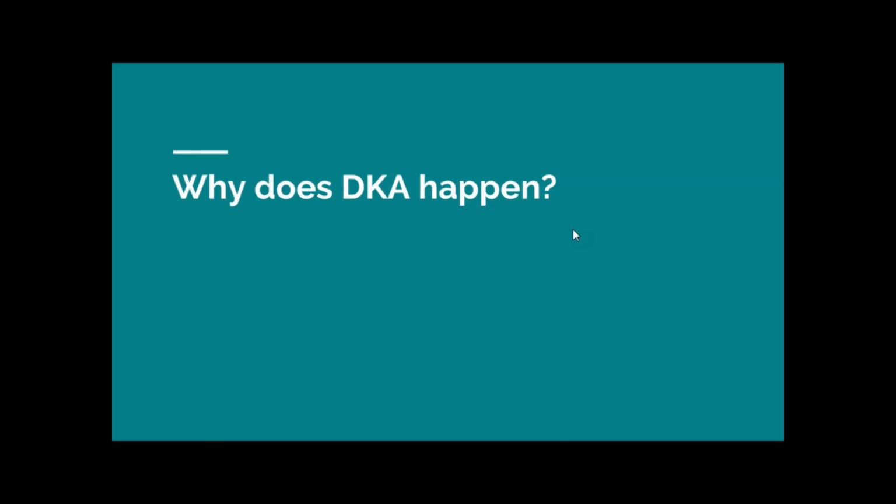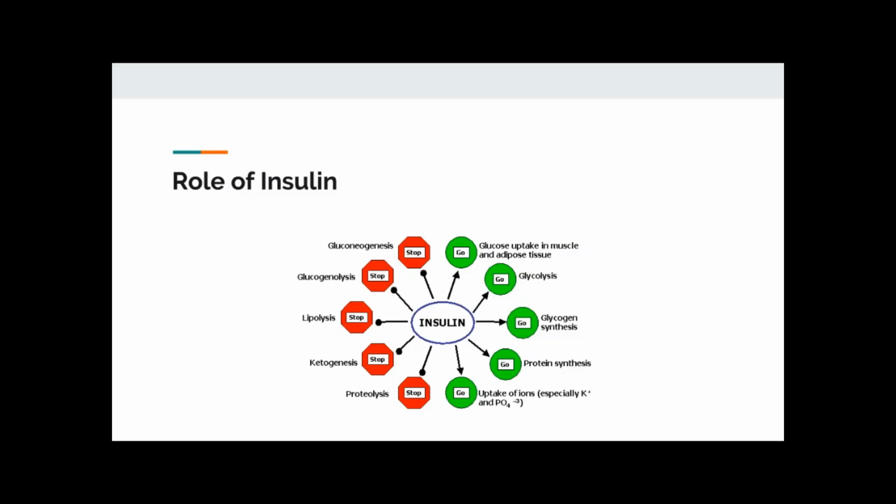Okay. So, in order to be experts in DKA, even though this is really boring, I think we need to understand why DKA happens. You guys remember this from medical school. This is a very boring, annoying graph, but the point of it is that insulin is an anabolic hormone. Okay? And if you remember from anabolic steroids, what anabolic hormones do is they cause growth.